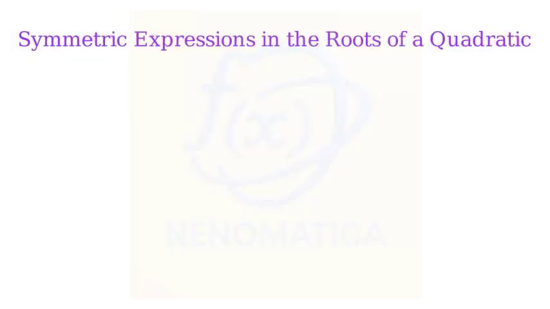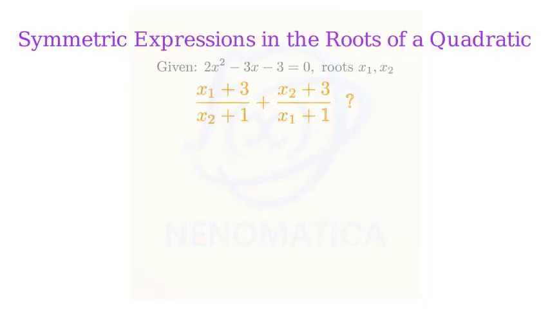In this lesson, we will evaluate a symmetric expression in the roots of a quadratic. Our goal is to follow a clean, step-by-step path that mirrors a classic solution pattern. Suppose x1 and x2 are the roots of the equation 2x squared minus 3x minus 3 equals 0. We want the value of the quantity shown.